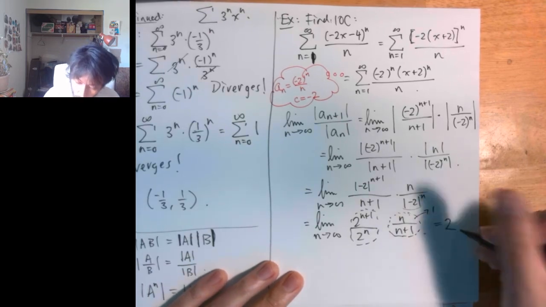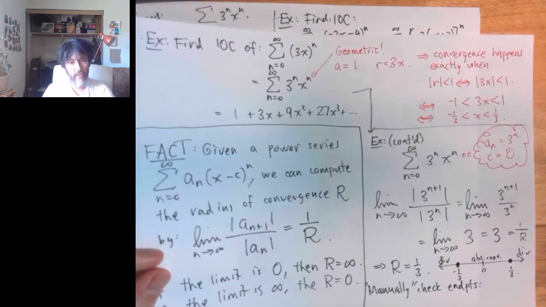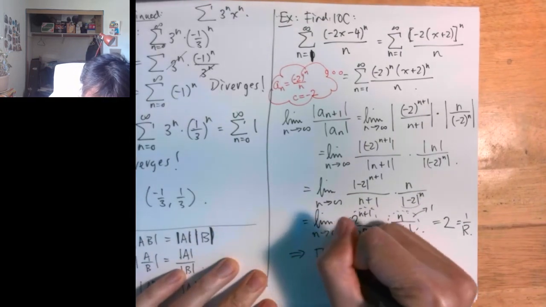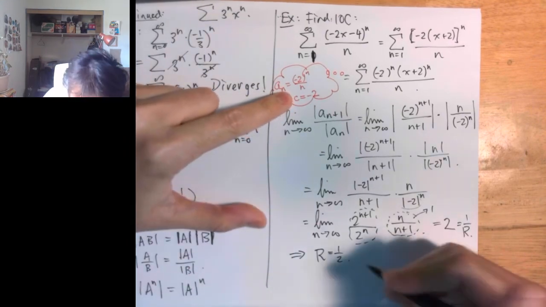And I guess that 2 is equal to 1 over R as per this fact, where big R is the radius of convergence. So this implies R is equal to 1/2. Okay? So our center is -2.